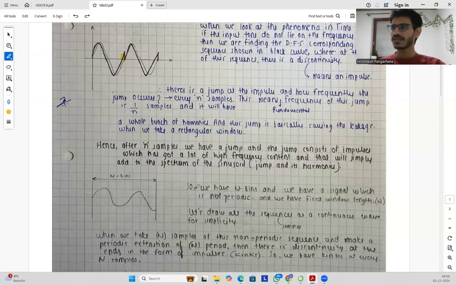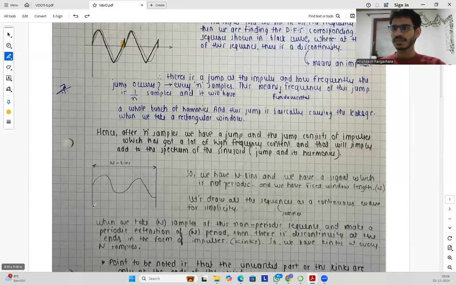So let's take the FFT leakage phenomenon where we have n bins, and a signal which is not periodic, and we have a fixed window length of n bins. So let's draw all the sequences, as I mentioned earlier, or the samples, as a continuous wave for simplicity. Basically these are discrete samples clubbed together. I am just drawing a continuous wave for simplicity.